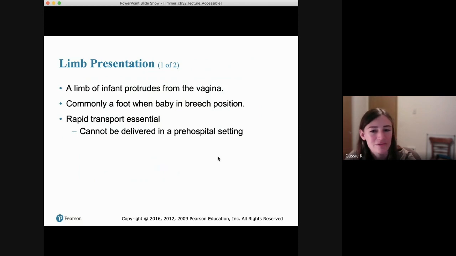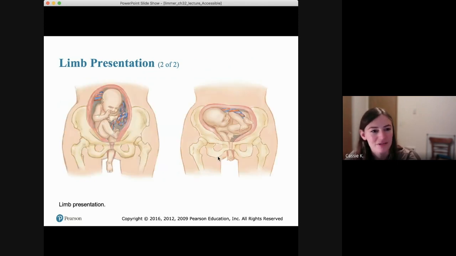If they're butt first, we might be able to deliver at home. But if you see just a foot or just a hand, we can't deliver them in the pre-hospital setting, so we need rapid transport. So if you see just a foot, or especially if you see just a hand, they're not in a good position to deliver.